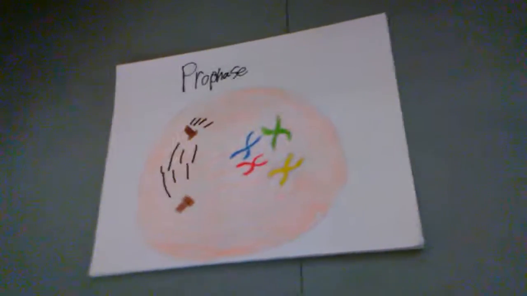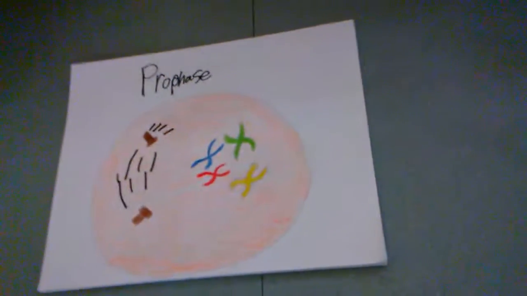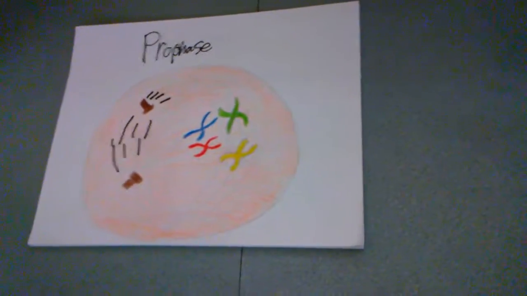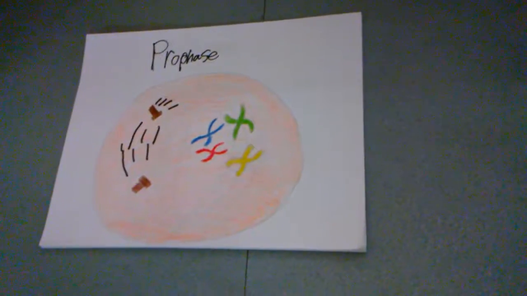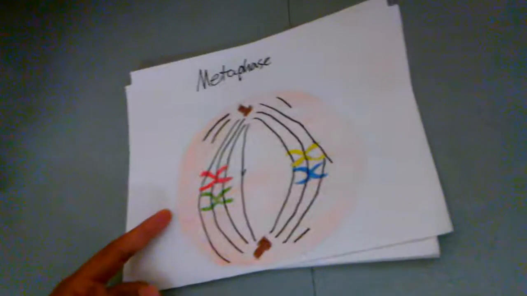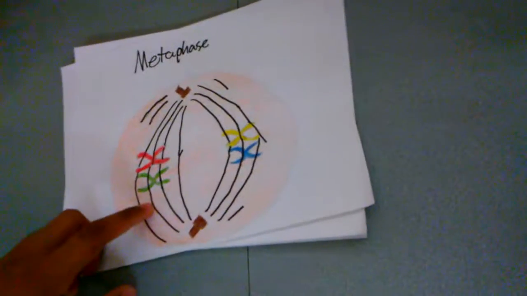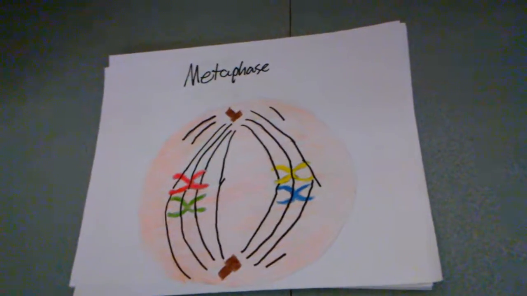In prophase 1, the nuclear membrane breaks down, the centrosomes and centrioles begin to move, and spindle fibers start to assemble. The duplicated chromosomes condense, and homologous chromosomes begin to pair up. Then comes metaphase 1. Spindle fibers align the homologous chromosomes along the cell equator. Each side of the equator has chromosomes from both parents.